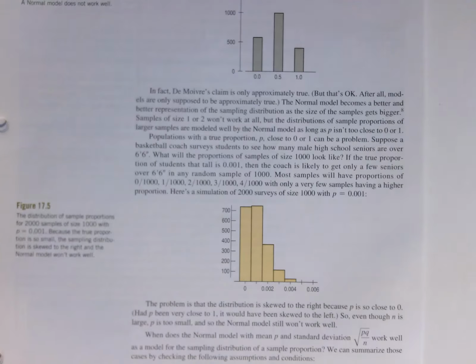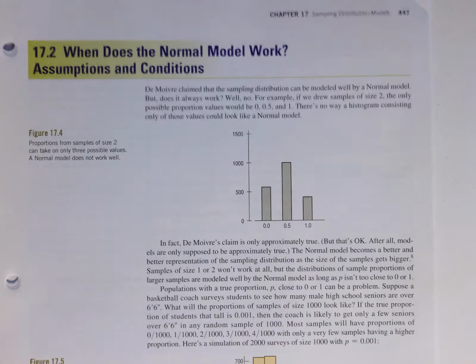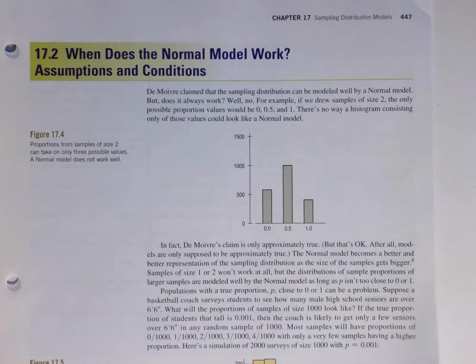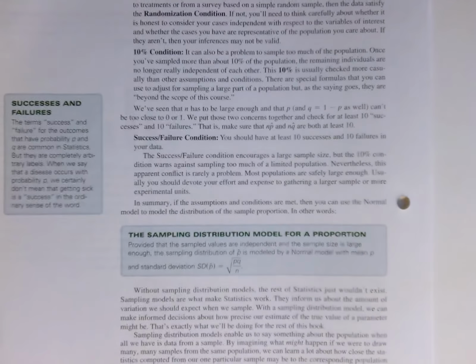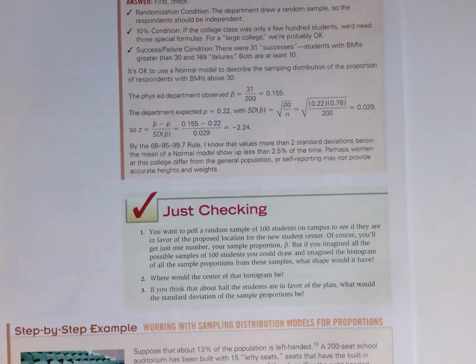and gives us a good way of describing what this sampling distribution looks like. The normal model, the assumptions and conditions are outlined in section 2, and we talk about the ideas of independence, randomization, 10%, and success/failure, and how this can be set up in terms of these underlying probabilities. An example will do that. If there was ever a time to do the Just Checking, this would be the time to do it.